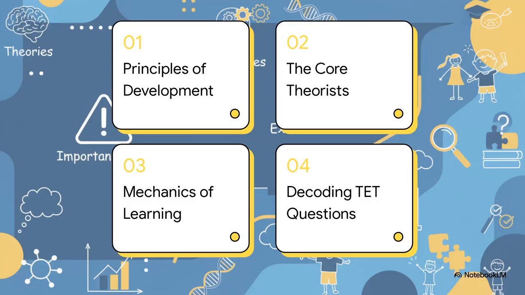So, here's our game plan, a 4-part blueprint. First, we'll lay down the fundamental principles of development. You gotta have a strong foundation, right? Then we'll meet the core theorists, the big names whose ideas you'll definitely see on the exam. After that, we'll dive into the mechanics of how we all learn. And finally, we'll bring it all home by decoding some real TET exam questions. Ready? Let's get into part 1.